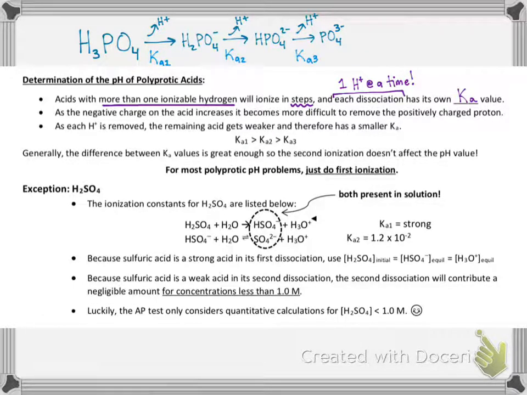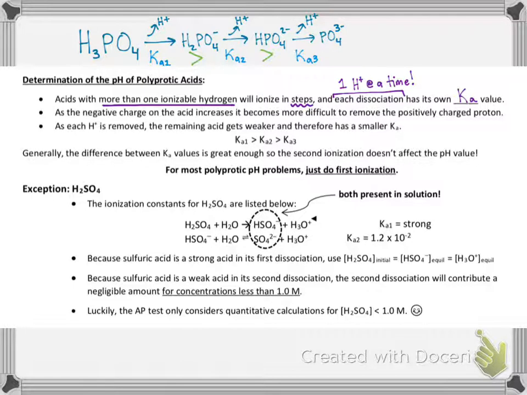It is important to recognize that Ka1 will always be greater than Ka2. It's harder to remove a positive from something with a negative charge, right? Positives and negatives are attracted. And then of course that means Ka2 is always going to be bigger than Ka3.